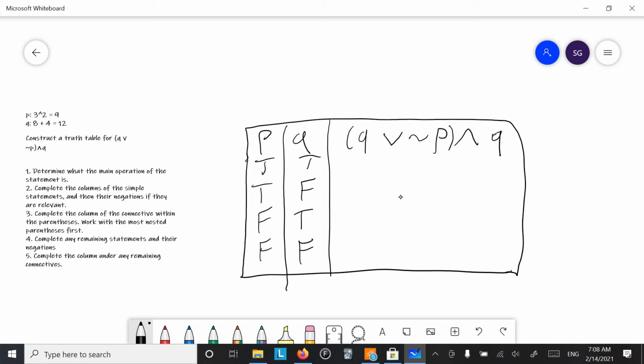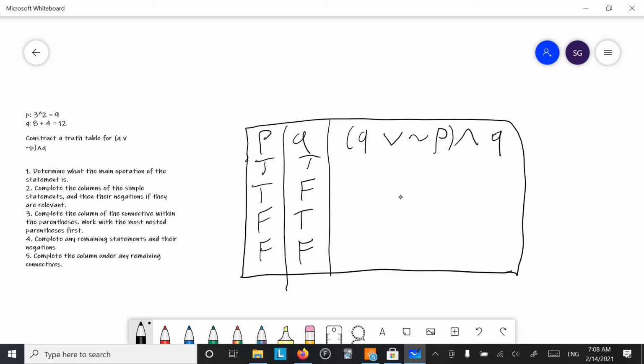Okay, well, first we determine what the main operation of this statement is. And as we can see, the negation of P and the disjunction are in parentheses, while the conjunction is not. So that means the conjunction is the main operation. So that will be what we find last. Okay, complete the columns of the simple statements and then their negations if they are relevant.